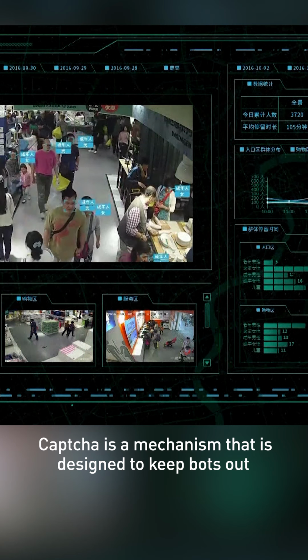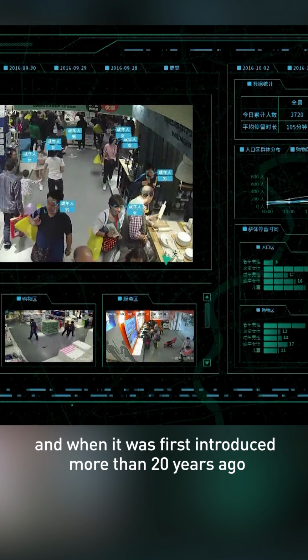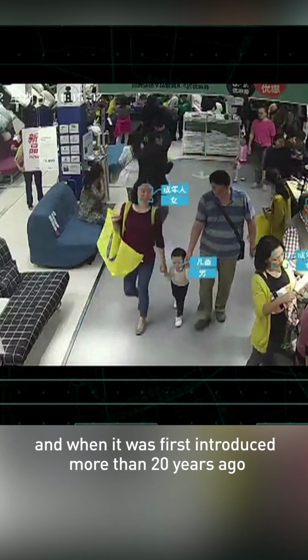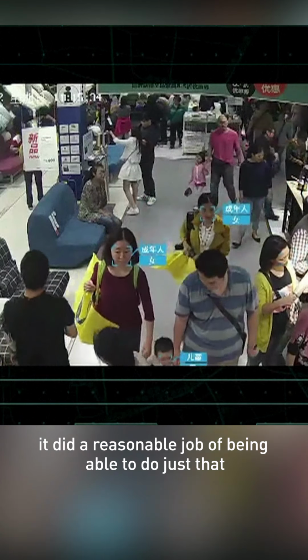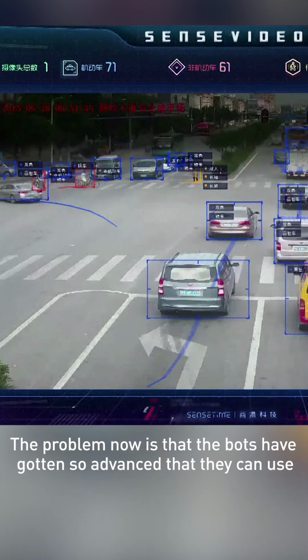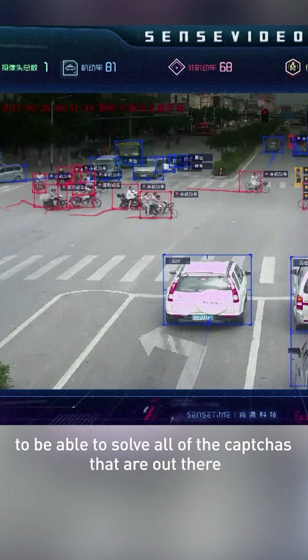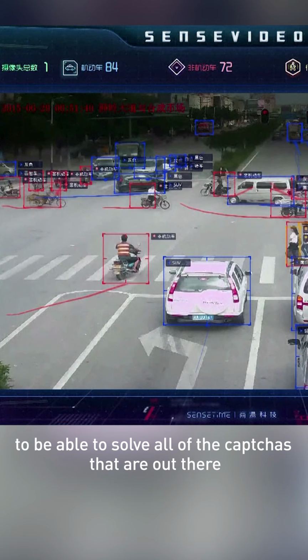CAPTCHA is a mechanism that is designed to keep bots out. And when it was first introduced more than 20 years ago, it did a reasonable job of doing just that. The problem now is that the bots have gotten so advanced that they can use optical character recognition based in machine learning to solve all of the CAPTCHAs that are out there.